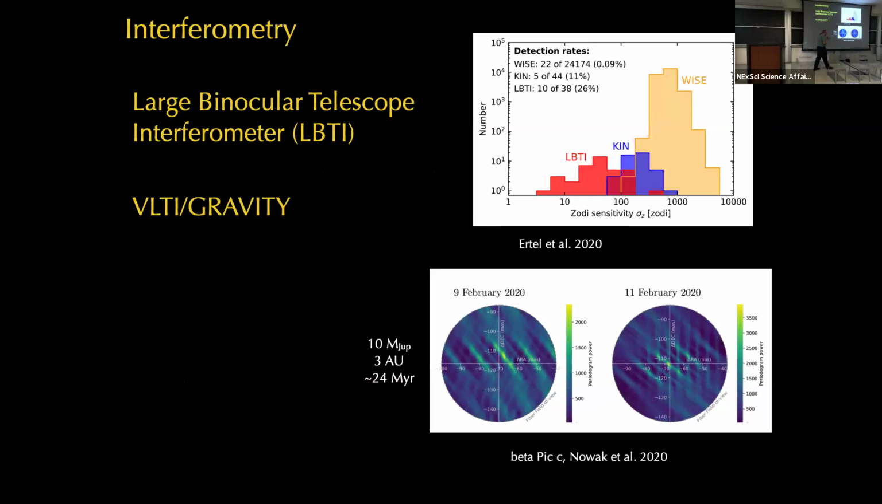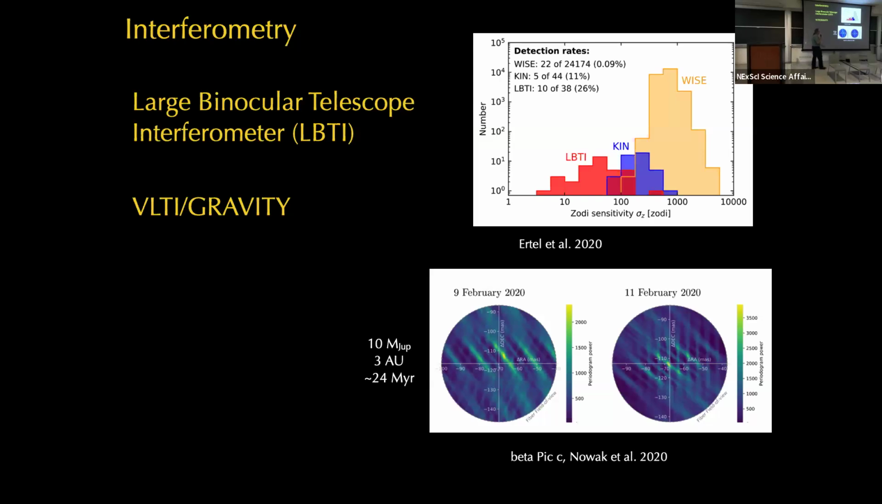LBTI, if you have 2 large telescopes, does a lot of work. You can interfere the light between them. So LBTI did this wonderful HOSTS survey looking for exozodiacal light. Very recently, in the last few years, VLTI GRAVITY has come online, and Tim mentioned GRAVITY before. It's a phenomenal instrument, just incredible sensitivity, getting very, very close to the star.